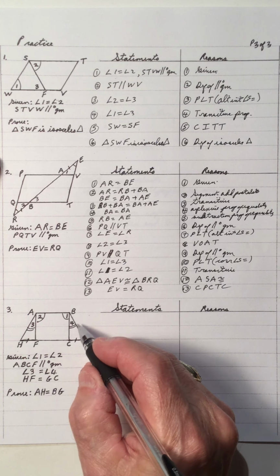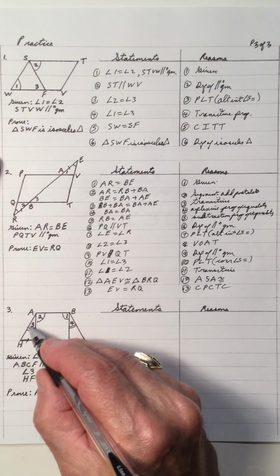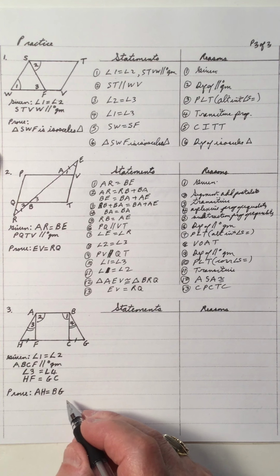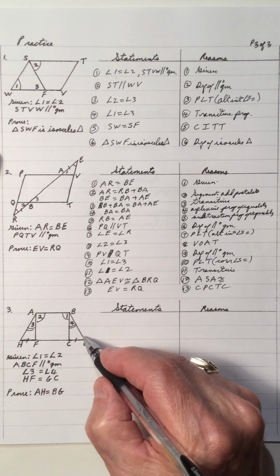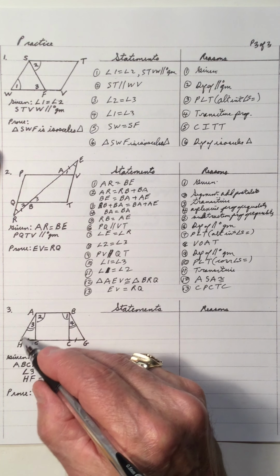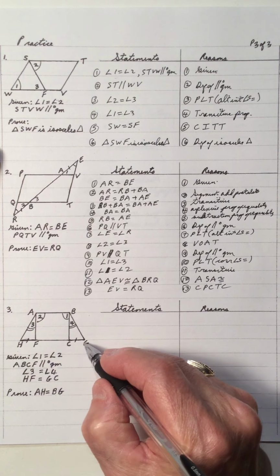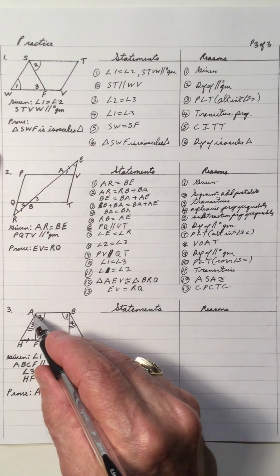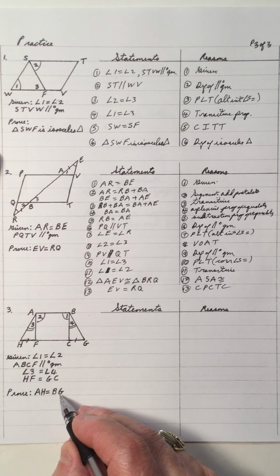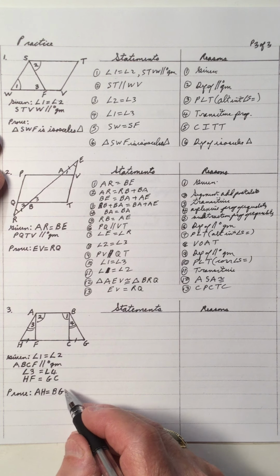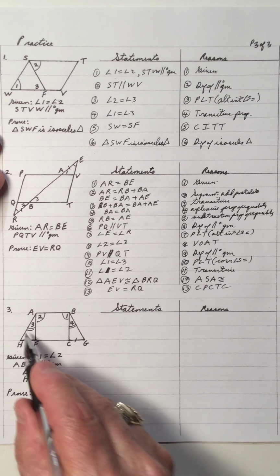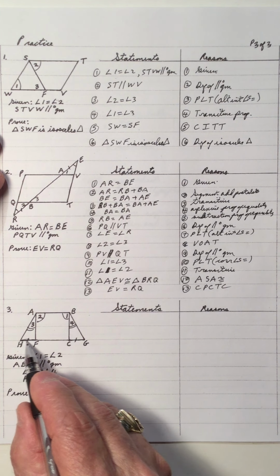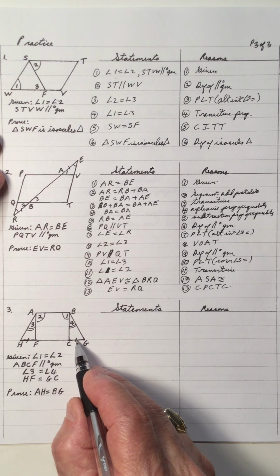And it looks like I want to get AH equal to BG. AH and GB are in the triangles AHF and BGC. So if I can prove these two triangles congruent, I can get AH equals BG by CPCTC. So how do I do it? Well, I have one angle. I have angle 3 equals angle 4, so that's the A. I have this side, HF equals GC, given.